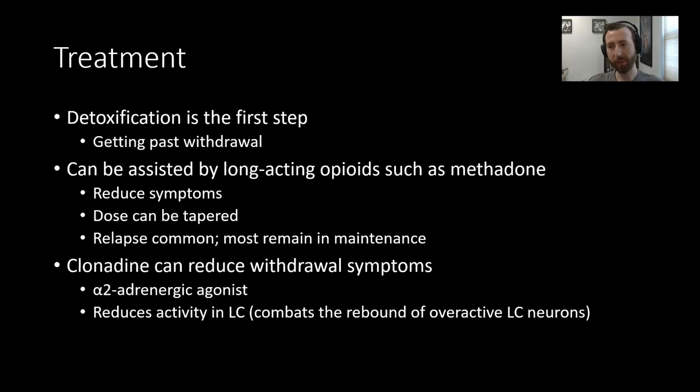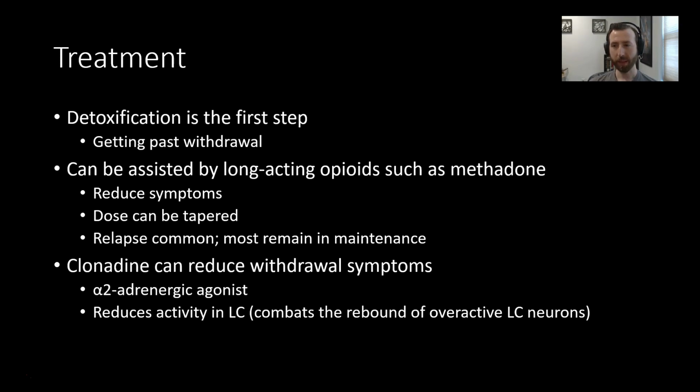So let's move on to a discussion of exactly what treatment options exist. Always the first step is detoxification, or getting past withdrawal. The withdrawal state for an opiate addict is extremely unpleasant. And as we spoke about with the negative or the dark side of addiction, that negative reinforcing property of removing the withdrawal state is a very strong motivator.